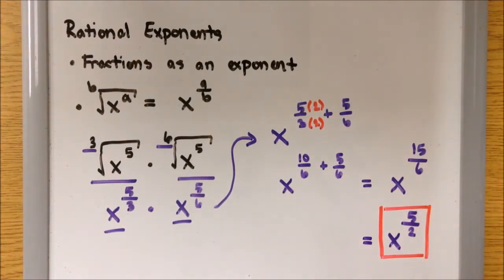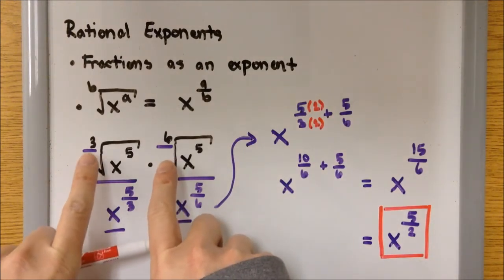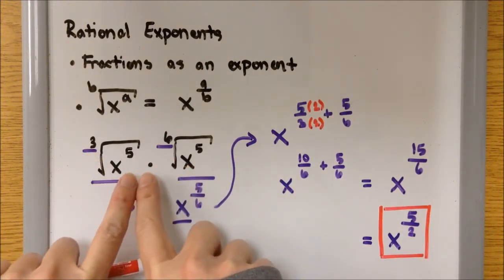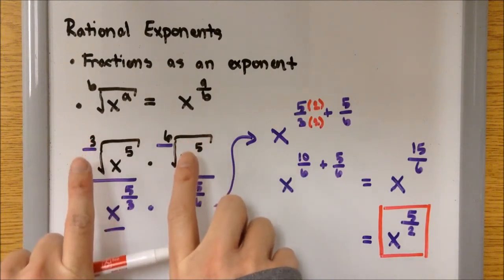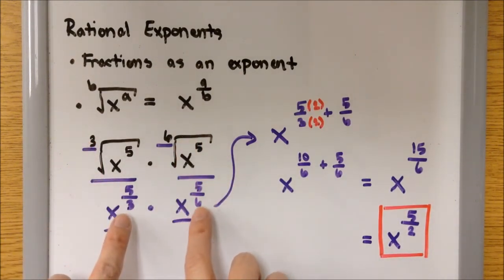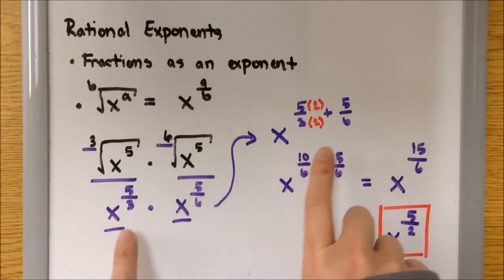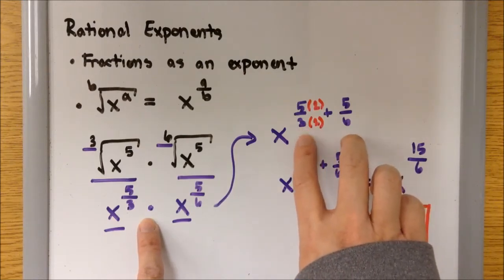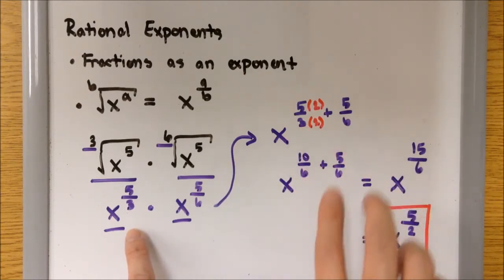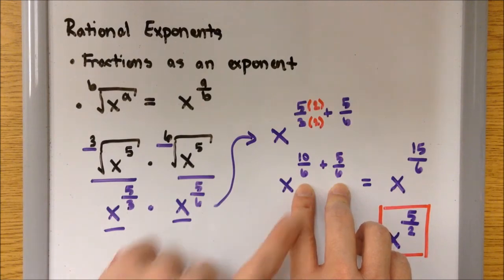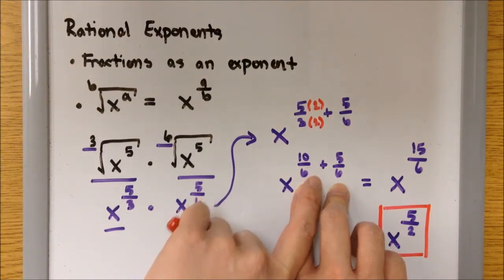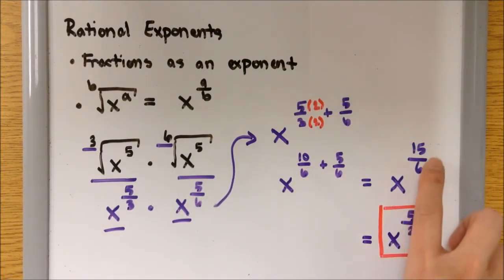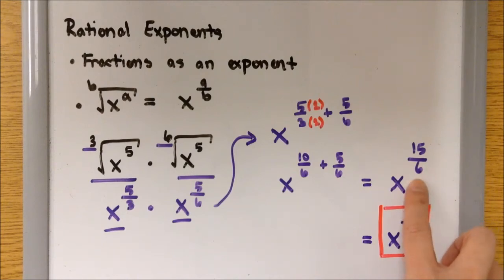So keep in mind, we start off with different radicals and we're multiplying. So the perk of rational exponents is we rewrite it, and then when we multiply, we're going to combine these two exponents, and since they're fractions, we convert to a common denominator whenever we add or subtract fractions. We've got x to the power of 15 over 6. We simplify 15 over 6 to x to the power of 5 halves.